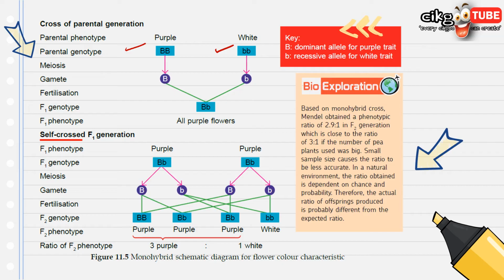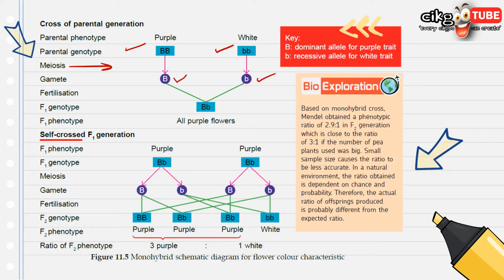According to Mendel's first law, during the formation of gametes through meiosis, the alleles will segregate and only one allele is present in each gamete. This is because a pair of homologous chromosomes will separate during anaphase I of meiosis. So we have here in the gametes the dominant allele and the recessive allele.